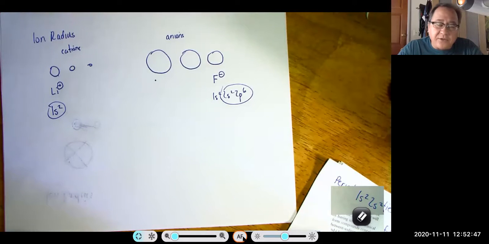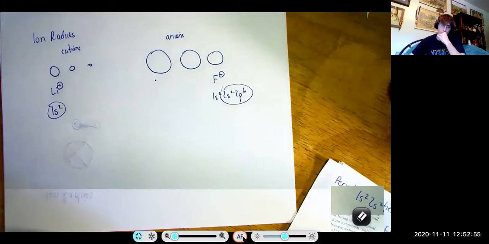So it turns out that when you're trying to figure out what's going on with these periodic trends, you want to know the electron configuration. Right. And that's the tie into the previous part of the chapter.